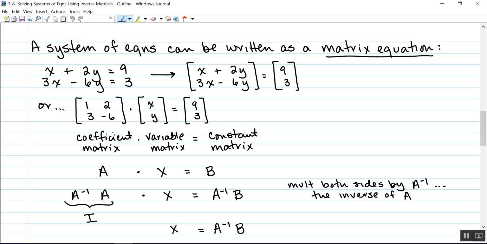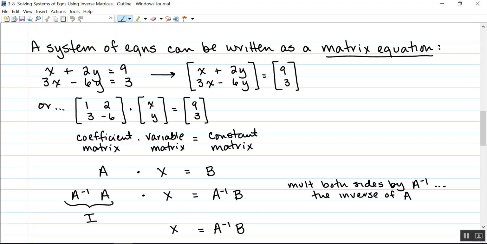We call this first 2 by 2 matrix the coefficient matrix because it just pulls the coefficients off of the system of equations. The variable matrix is kind of obvious. It has the x and the y, our two variables. And then the constant matrix is what those two equations equal, 9 and 3. We call the coefficient matrix matrix A. We call the variable matrix matrix X, which makes sense since that's one of our common variables. And we call the constant matrix B. So we have the equation A times X equals B.